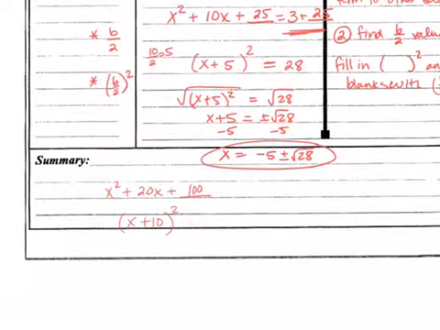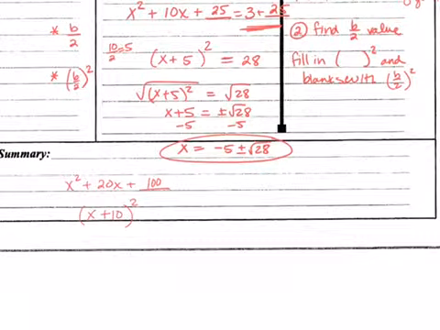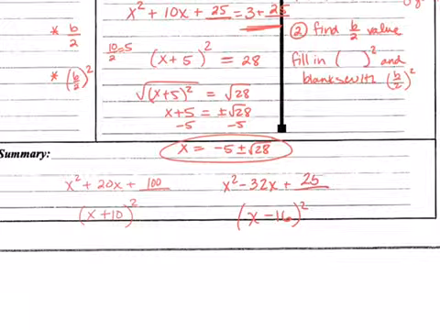A couple more examples just to get some practice here. I've got x squared minus 32x plus something. So in order to complete this square, I'm going to take half of that negative 32. Half of negative 32 is negative 16, so this becomes x minus 16 squared. And then 16 times 16 is 256.